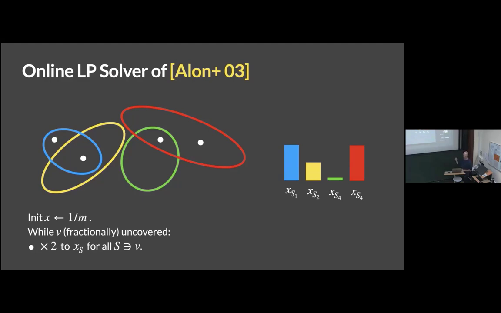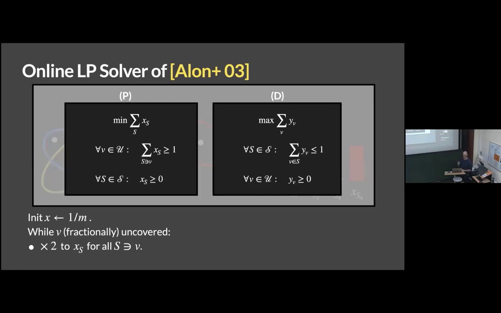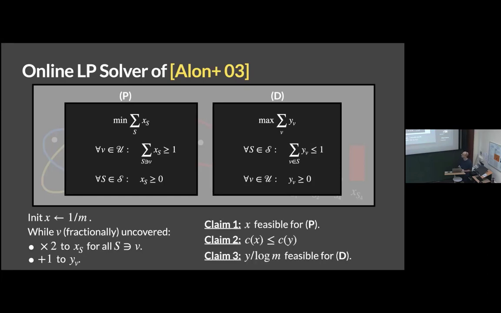Okay, how do they analyze such a thing? The classic primal dual method. So that's really the entire algorithm. But for bookkeeping, we'll imagine that every time we do this doubling for the primal variables, we also add one to the corresponding dual variable. Okay, so in the dual of the set cover problem, there is a variable for every element. And then you show 3 simple lemmas, which are a nice exercise. Classic primal dual stuff. So the primal solution is feasible, the primal costs less than the dual, and a scaled down version of the dual is also feasible.